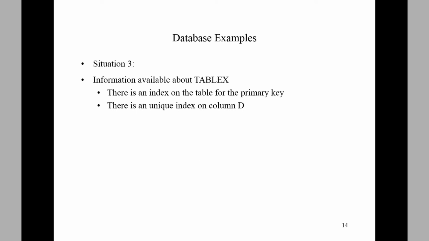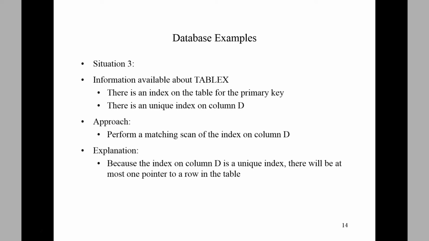And finally, we change once again to having a unique index in column D. This time, it's quite likely that the optimizer says, I know that I'll get exactly one row, therefore it uses the index. Let's talk about this additional information and how it changed the decisions made by the query optimizer.